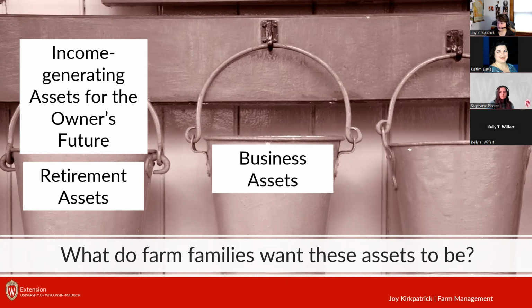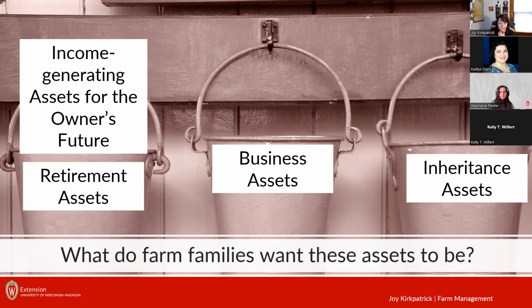And then finally, it's the inheritance. The last box is that inheritance. For many families, there's an expectation that these same assets are going to be inheritance assets. And the question is, can it be all 3 things? And if there's still debt on the farm, that makes it even more difficult to think about how you distribute those assets among those three buckets.